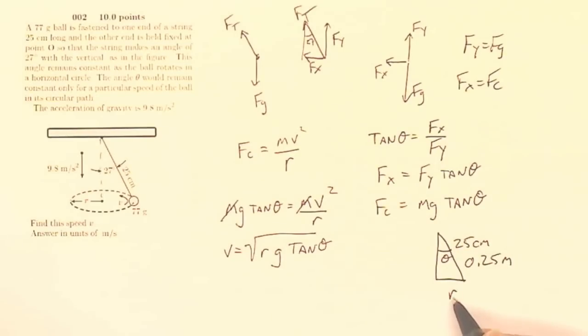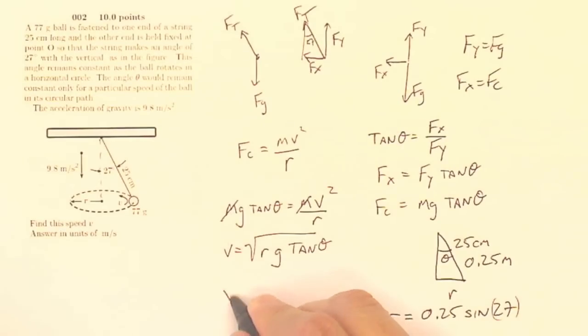Well, r is going to be this, since it's opposite, times the sine of theta. So r is going to equal 0.25 sine of 27 degrees. So now I know my radius, I know gravity, I know the tangent of theta, and I can solve for my velocity.